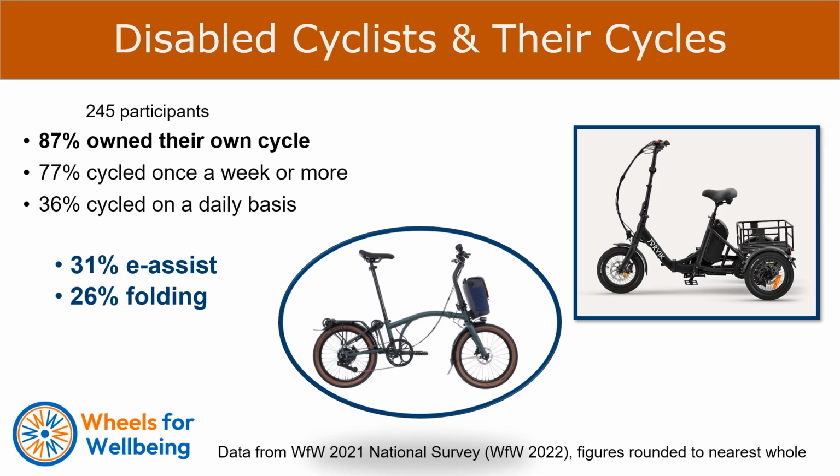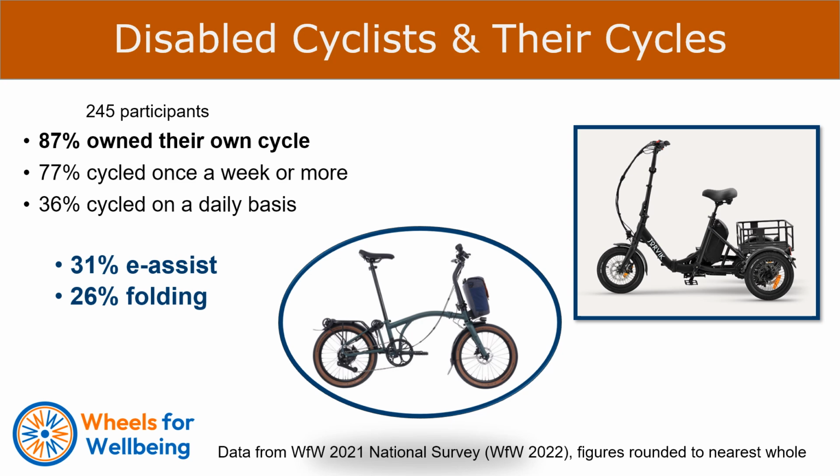More than 3/4, so 77% of them, cycled once a week or more, and 36% cycled on a daily basis. So we can see that once disabled people have access to a suitable cycle, cycling becomes something that is very significant in terms of the frequency that disabled people undertake it. So it becomes a very important part of disabled people's physical activity, mobility, and transport.